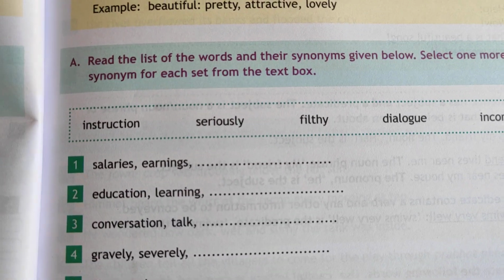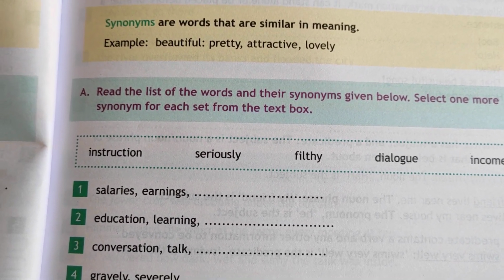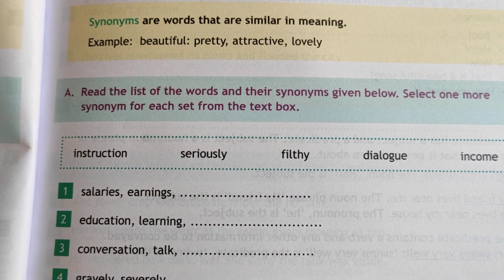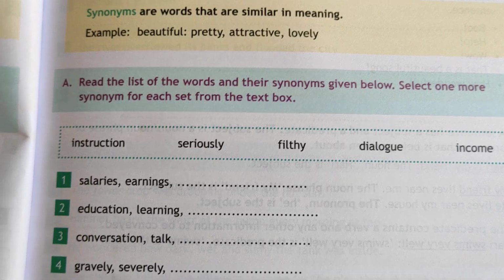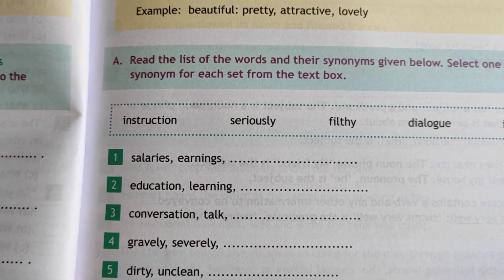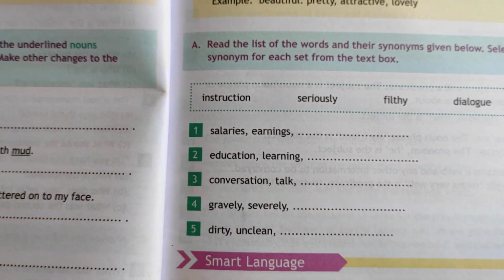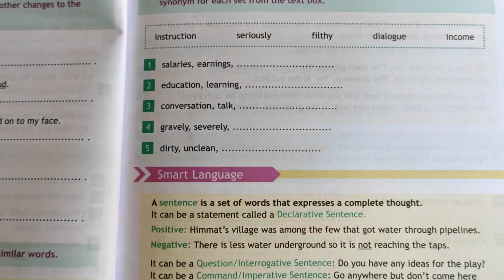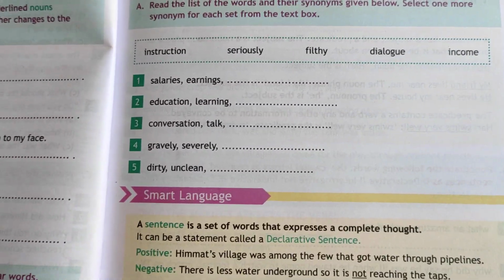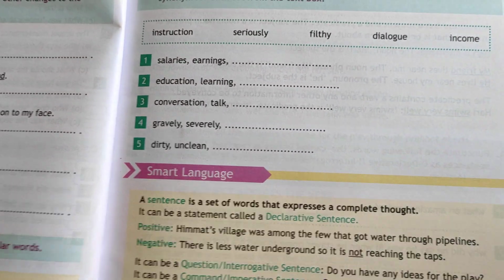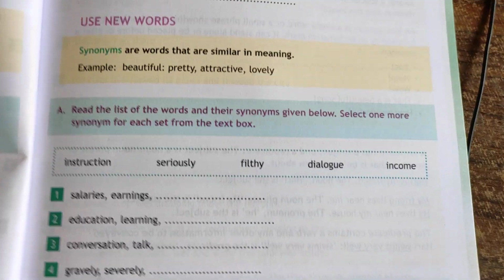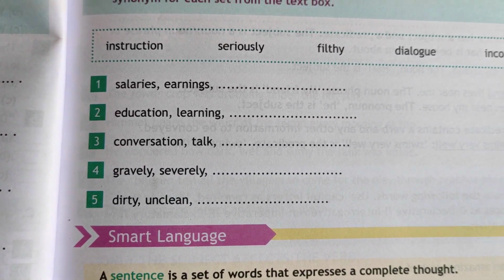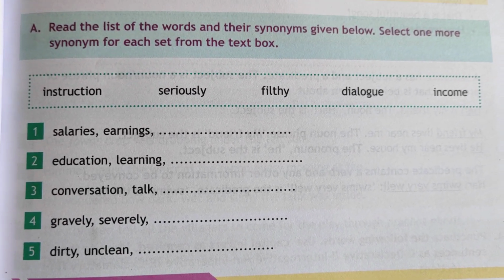So what we have to do: read the list of the words and their synonyms given below. Select one or more synonyms for each set from the textbook. Given here are a few words like salary, earning, and there are some words given in the box. I will be helping you with the box, and you have to select such synonyms from the text given. Salary is earnings, and here you can see the last one is income.